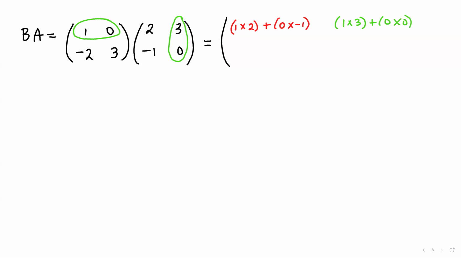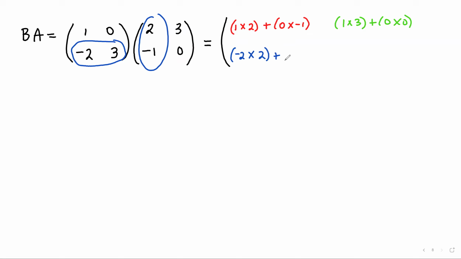All right. Now let's look at the row 2, column 1 position. So row 2, column 1, this is row 2, and this is column 1. So row 2 times column 1 would be negative 2 times 3. Oops, sorry, I made a mistake. Column 1 is here. So negative 2 times 2 plus 3 times negative 1.